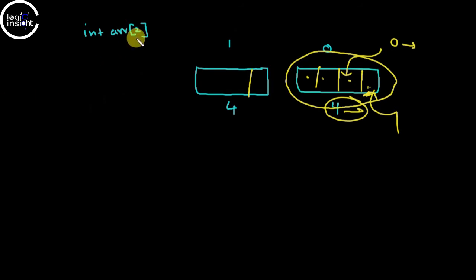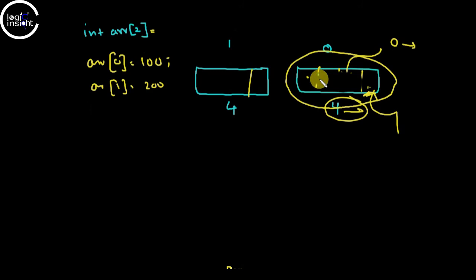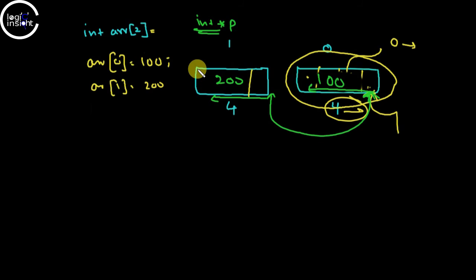For example, if I store in array of 0 the value 100 and in array of 1 the value 200, then here I stored 100, here I stored 200. If I want to get the value 100, I'll use this pointer and fetch 4 bytes. If I want to get 200, I'll increment this pointer and fetch 4 bytes. The fetching part is done by the pointer. Which pointer? The integer pointer, because it knows that whatever address you give me, I will fetch 4 bytes from there.